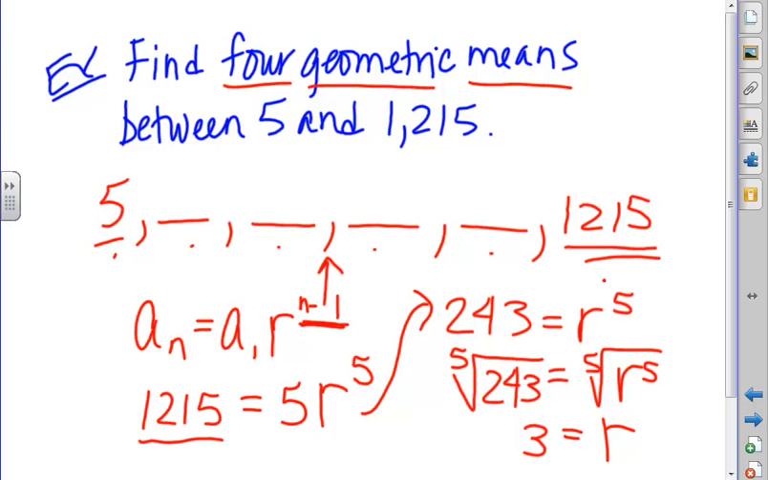Now I can fill in the blanks. 5 times 3 is 15. 15 times 3 is 45. 45 times 3 is 135. And 135 times 3 is 405. I am going to leave it right there for now. We'll talk a little more about some real-world geometric sequences in class.